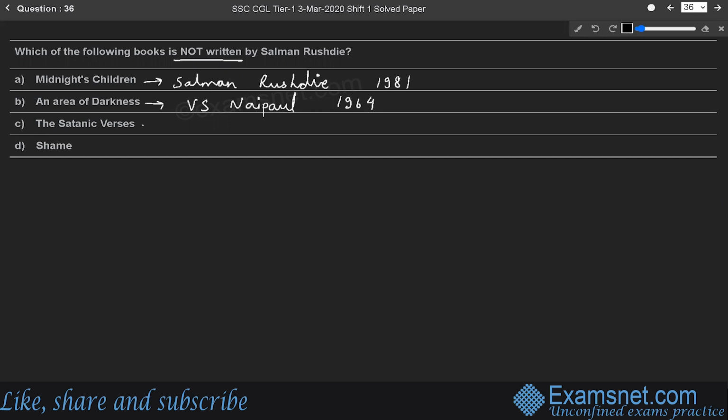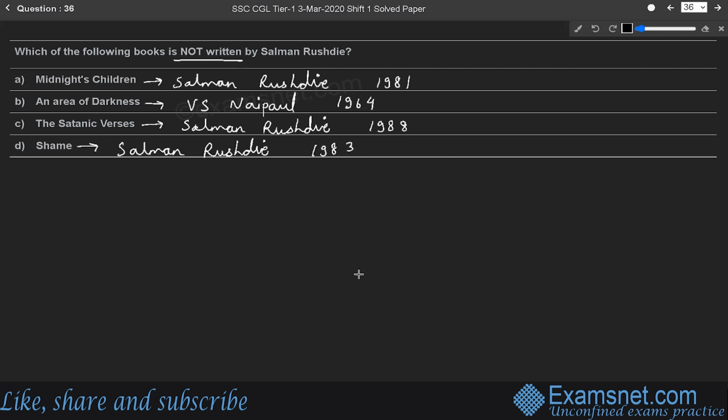Next option is Satanic Verses. It was written by Salman Rushdie. And it was published back in the year 1988. It is a work of fiction that is used to show magical realism. Fourth option is Shame. It was also written by Salman Rushdie. It was published in the year 1983, and this book mainly discusses the problems of post-independence and the country's division. That is why it is given the name Shame.